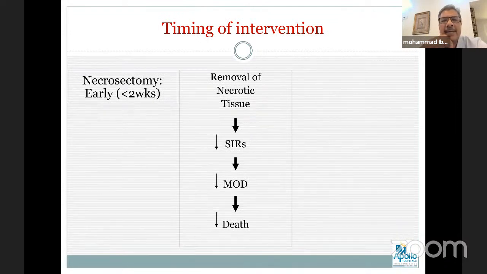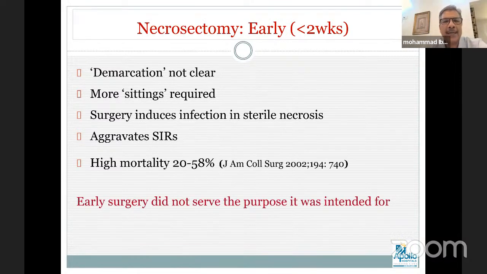Early necrosectomy was recommended with the premise that removal of the necrotic tissue would lead to a decrease in the systemic inflammatory response, which in turn would lead to reduction in MOD as well as in mortality. But if you intervene early, the demarcation is still not clear. Therefore, you would require more sittings to clear the necrotic tissue. And in the process, surgery can induce infection in a sterile necrosis setting. Besides, surgical intervention at this early stage can aggravate the systemic inflammatory response, and this is associated with a very high mortality, to the tune of 50 to 60%. Therefore, early surgery really did not serve the purpose it was intended for.